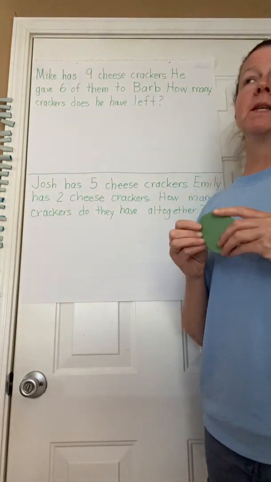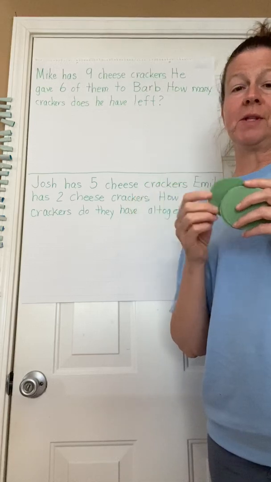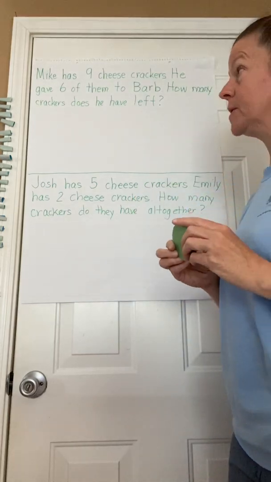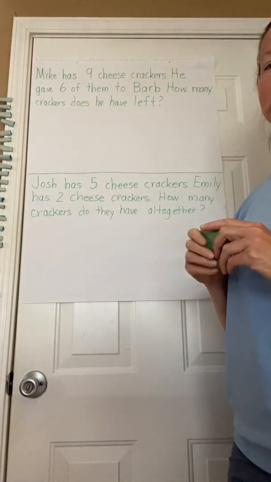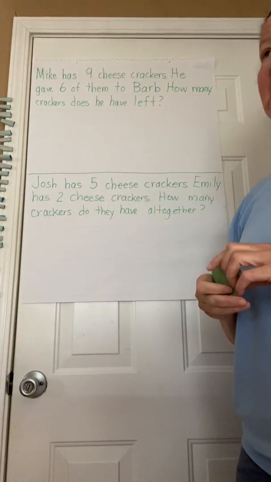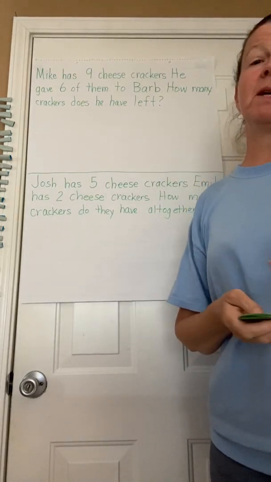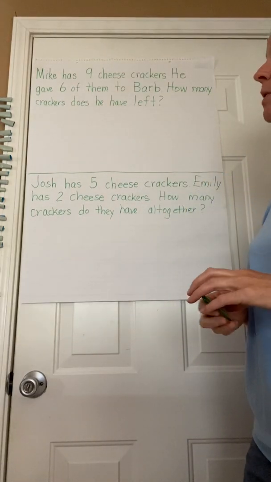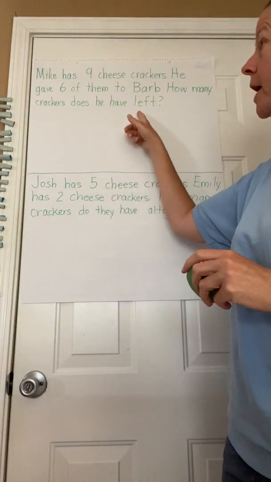Okay, so what I have are 10 green circles. That's what I'll be using as my counters. We have 2 CGI problems, which is what I typically do with my class every day. Usually one is adding and one is subtracting, but it doesn't have to be that way, but that's the way that we do it. So we'll go ahead and do the first problem right here.